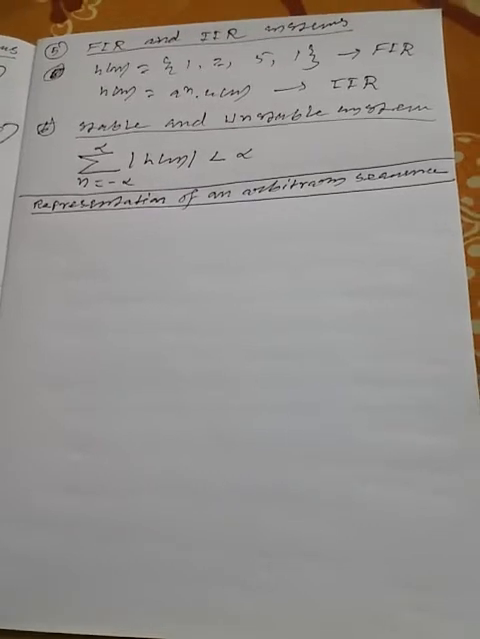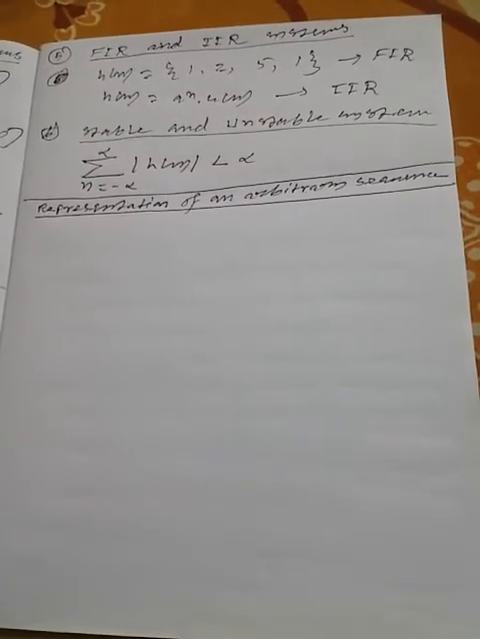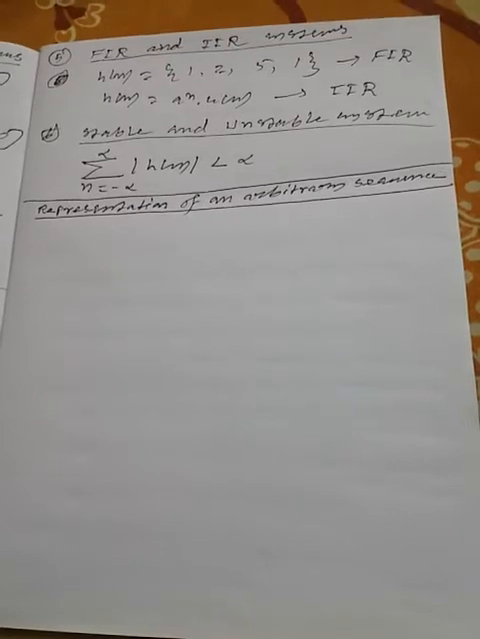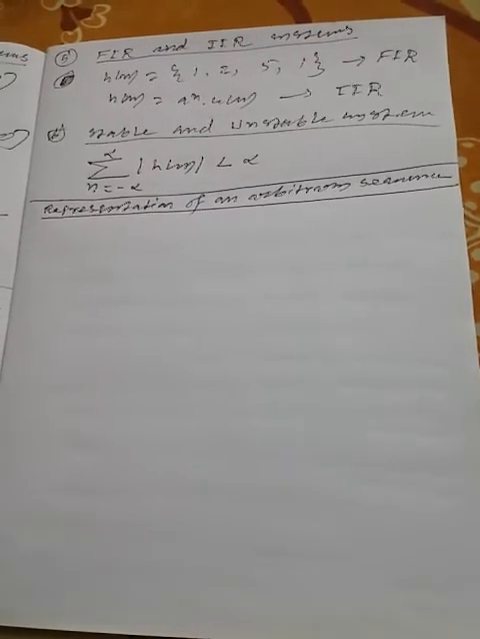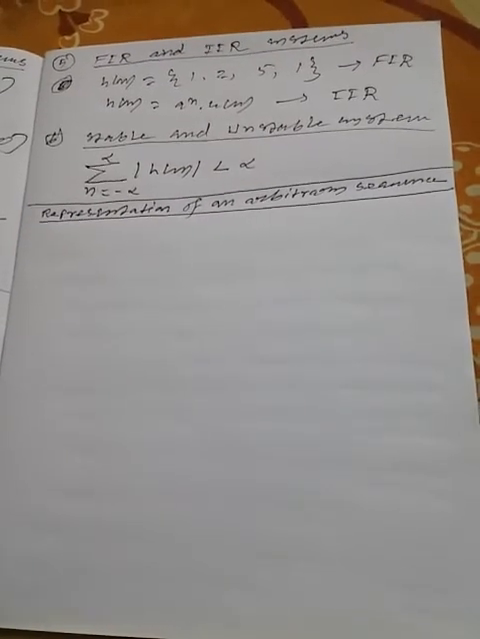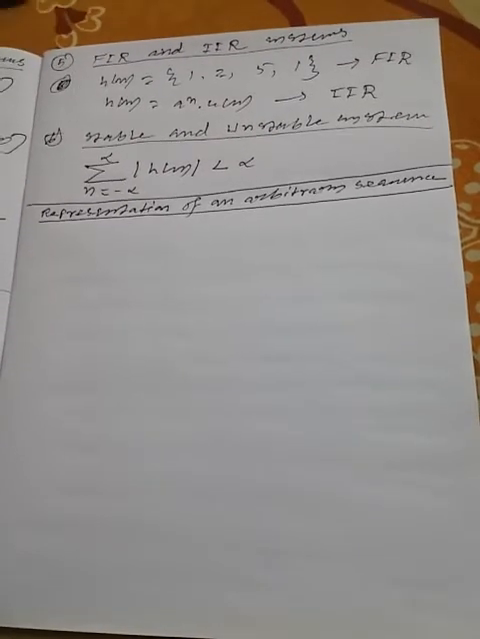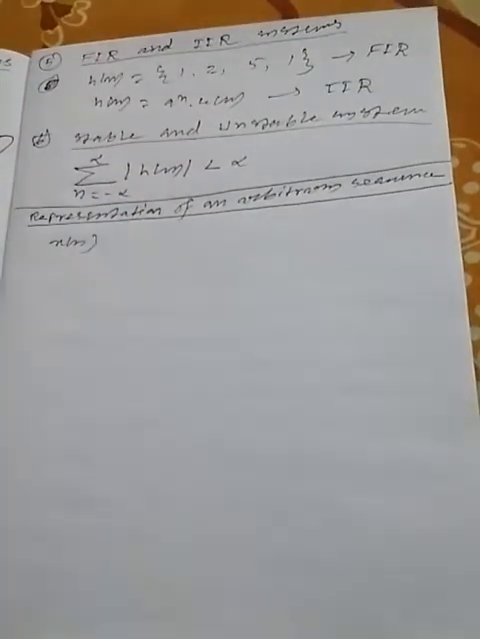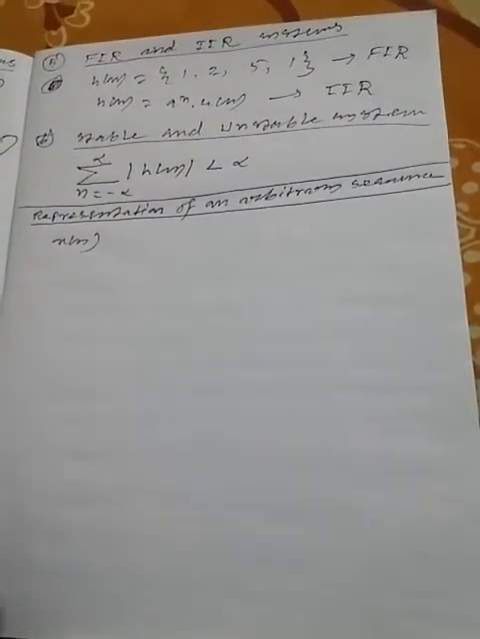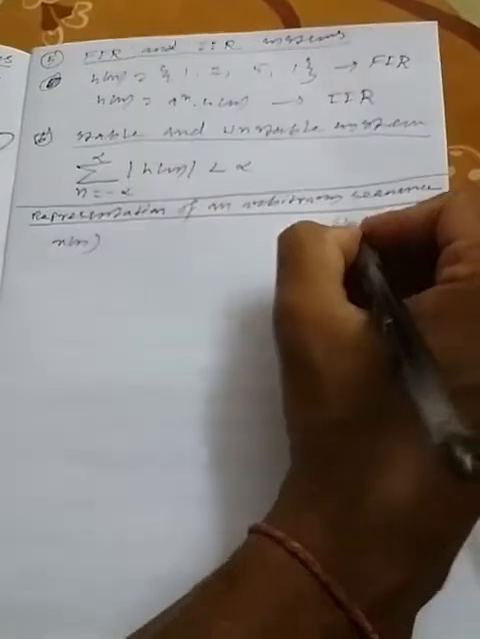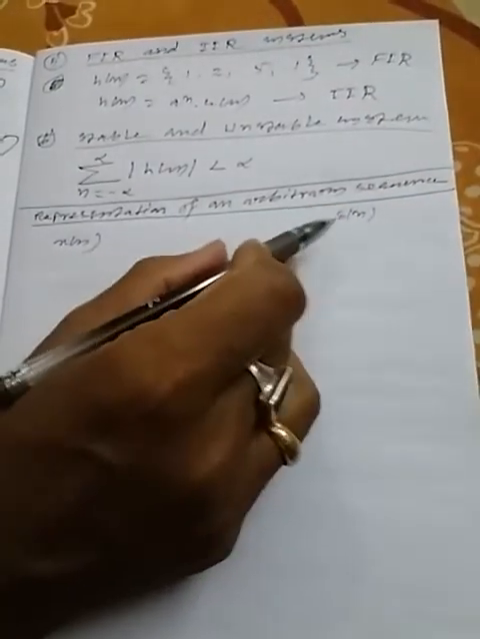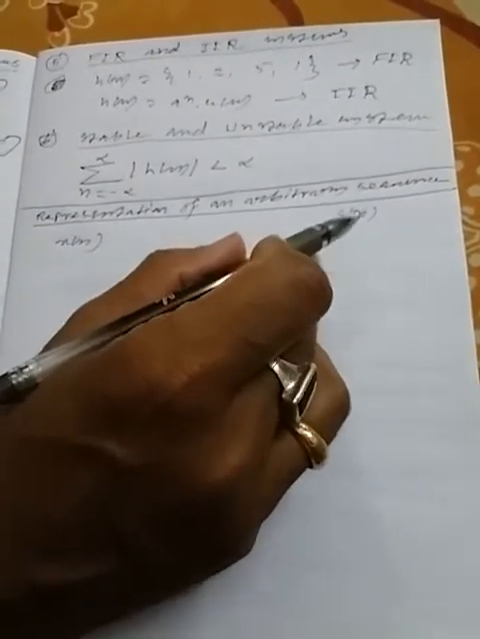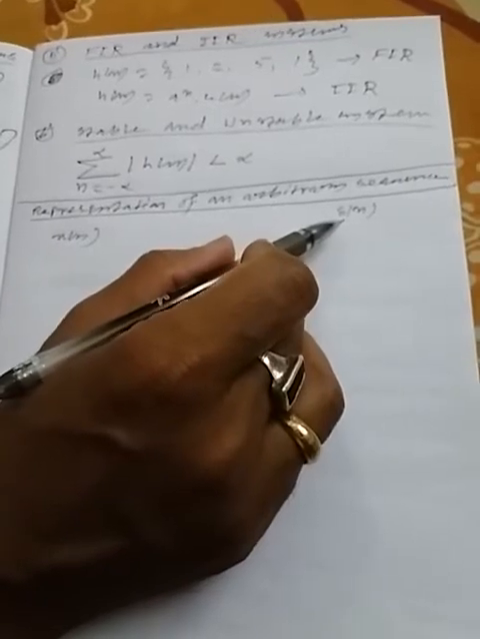Today I want to discuss the representation of an arbitrary sequence. We know that in the discrete time domain a sequence is represented by x[n]. Now, delta[n] is called the unit impulse function or unit impulse sequence, right?